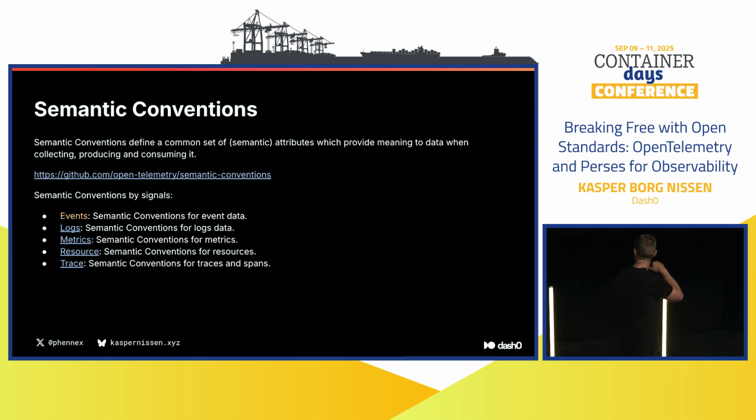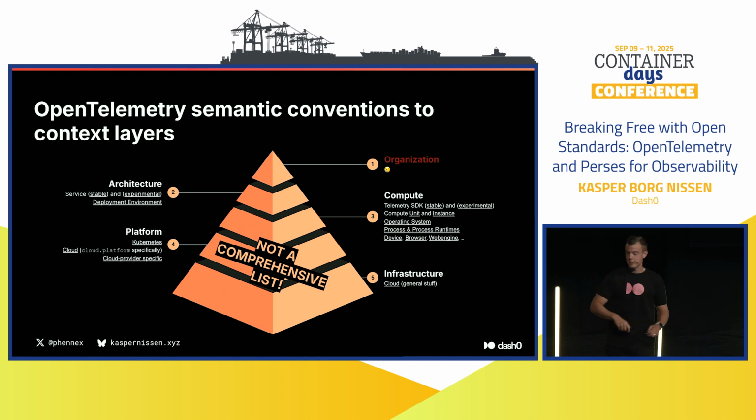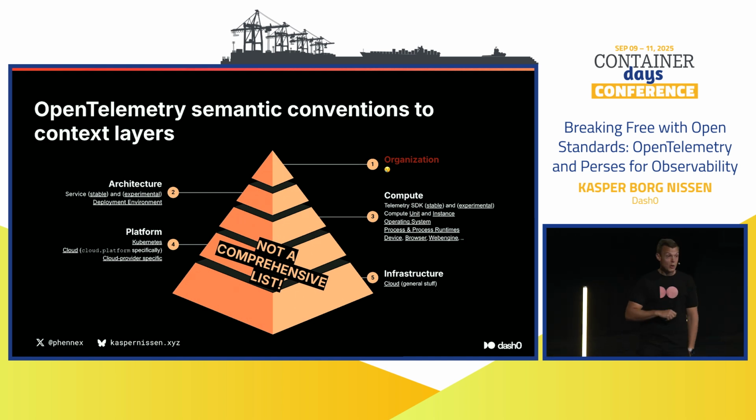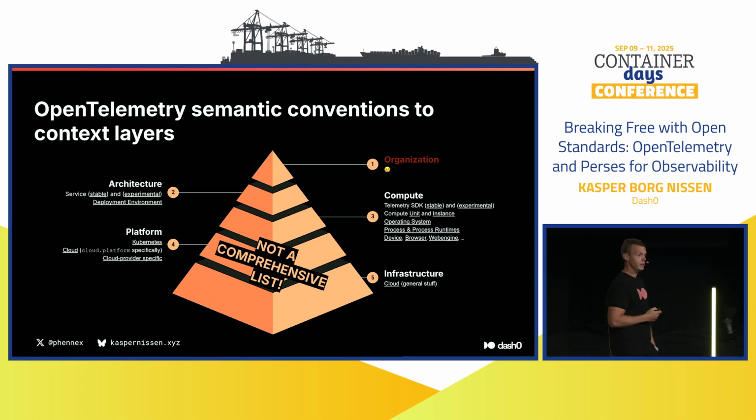It does specifications for all kinds of different things. As you can see up here: events, logs, metrics, resources, and trace. And you can go in and read all these specifications. But looking at the pyramid we saw before, we also have these conventions applied to the different layers that I talked about. So that's general stuff about cloud, like cloud.platform is this thing, it's AWS or GCP or whatever.